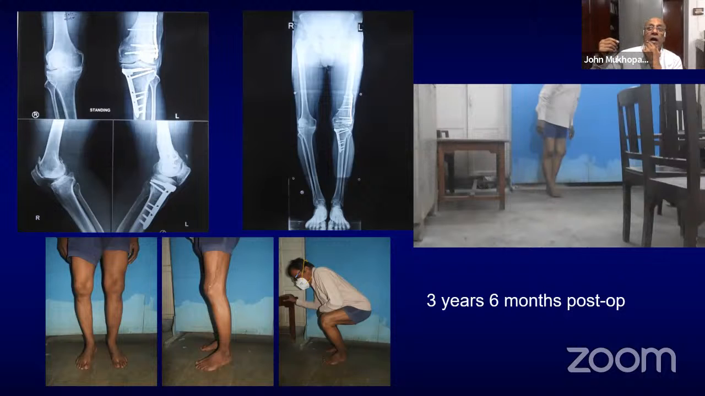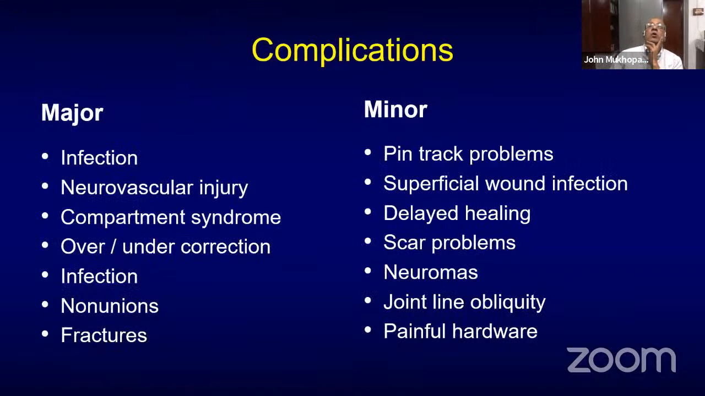It's not hyaline cartilage, but you do get fibrocartilaginous cover of areas which were fairly bare earlier. Okay. So now, of course, everything has complications. You can have major complications such as deep infections, neurovascular injuries, compartment syndrome. Of course, you have to be careful, watchful, then you can reduce the incidence of this. Over and under corrections are technique issues which you have to be careful about.